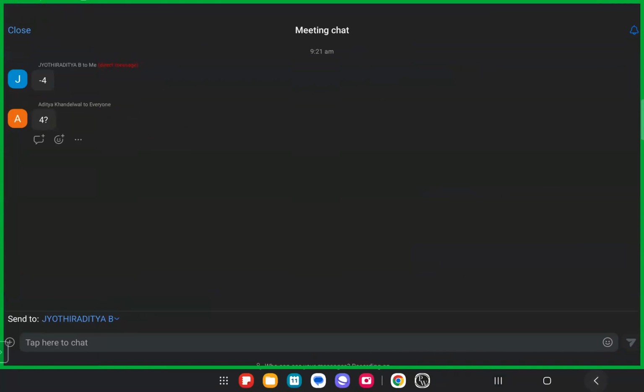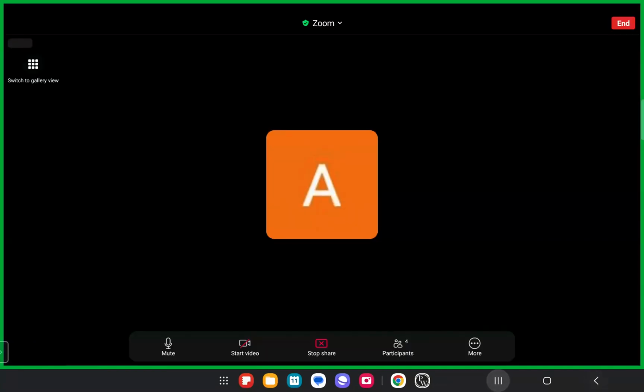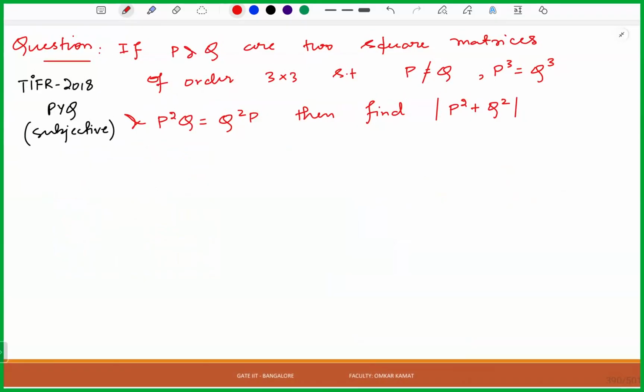Same like vectors, something like vectors. Okay, so see here, they're telling that P is not equal to Q. Correct or no? So this implies what, guys? Both are matrices of the same order, 3 cross 3, so P minus Q is also not equal to 0. Correct or no? This is first. Second, they're telling P cube is equal to Q cube. Correct? Again, what are they telling?